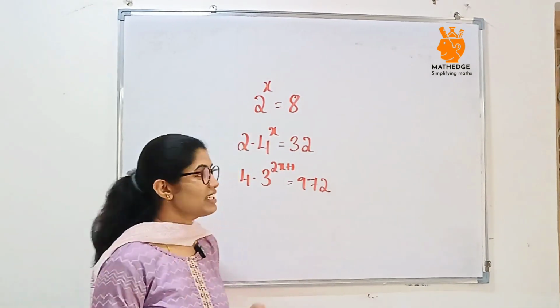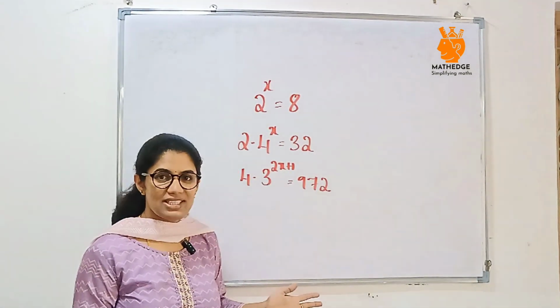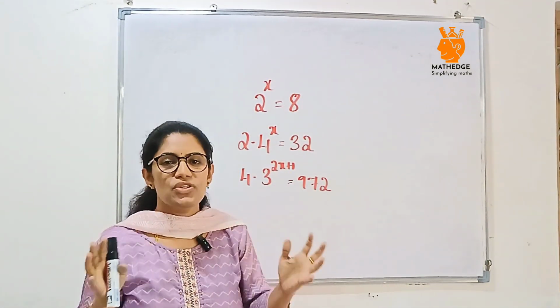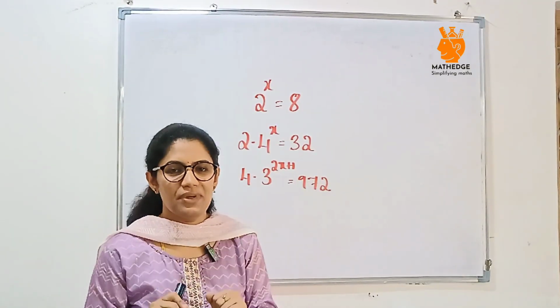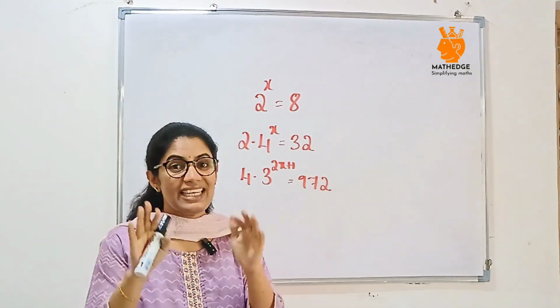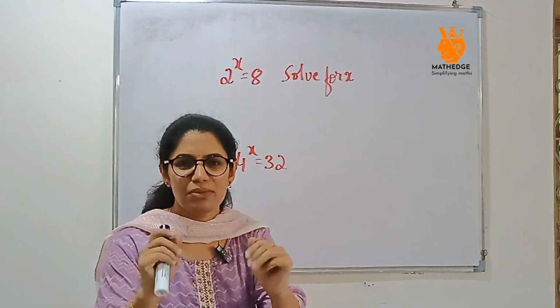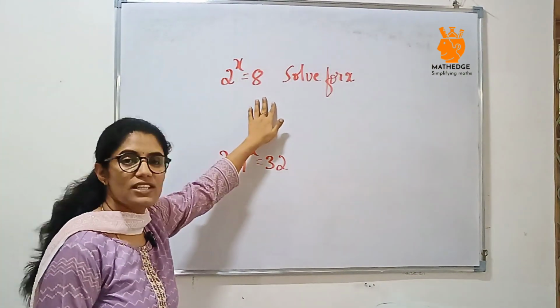Are you struggling with solving exponential equations without making any mistakes? In this video, I am going to cover how to solve an exponential equation with a step-by-step method in the easiest way. Let's solve the problem. Solve for x: 2^x = 8.